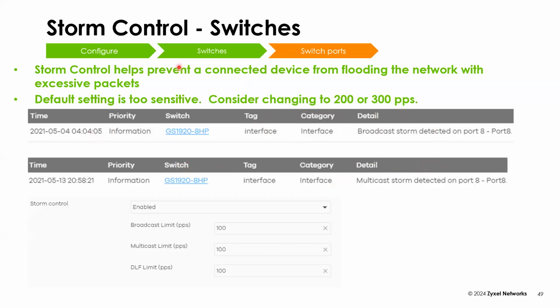So from tech support, they suggest that if you're seeing broadcast storm alerts in your logs, you go under configure switches, switch ports, go to storm control, and change the default setting from 100 packets per second to 200 or 300 packets per second. And that's a much more reasonable setting to then generate those logs. So now when you see those logs, there's a much more likely chance there's a real issue.